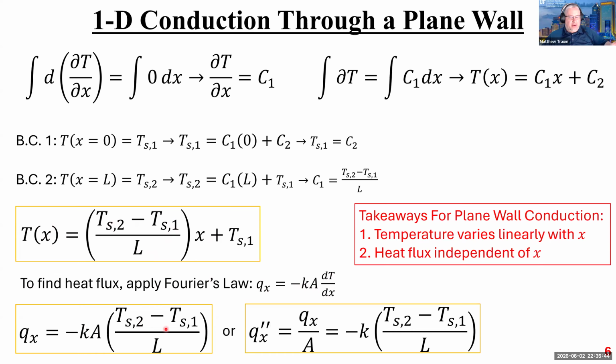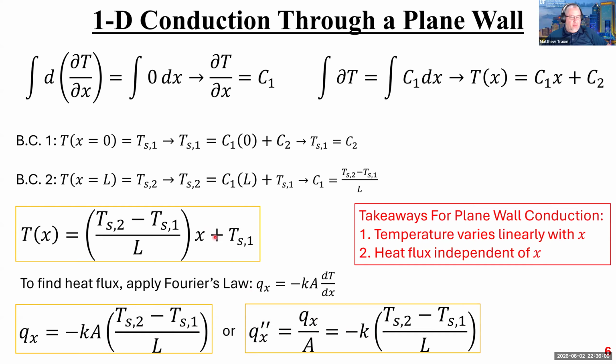And this is a rate of heat transfer. If I want a heat flux, which is rate of heat transfer per unit area, I just divide both sides by area. And so that's what this little double prime means. This is a heat transfer per unit area, or heat flux, and that's just the heat transfer divided by the area. And of course, the area disappears from my kA side of the equation, right? So, okay.